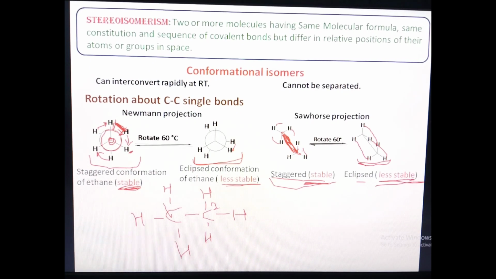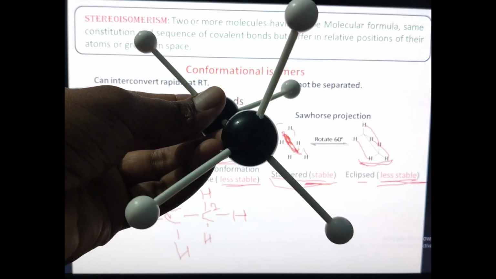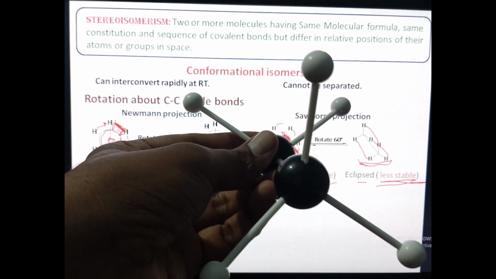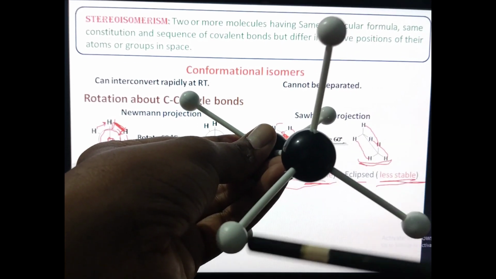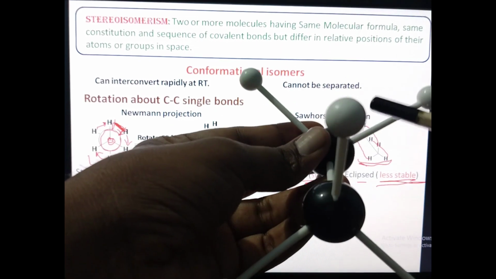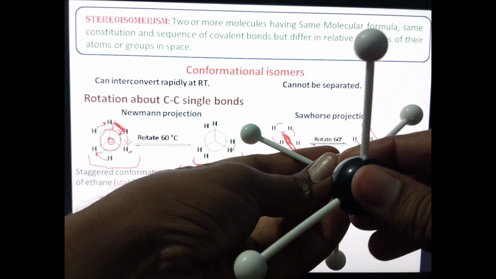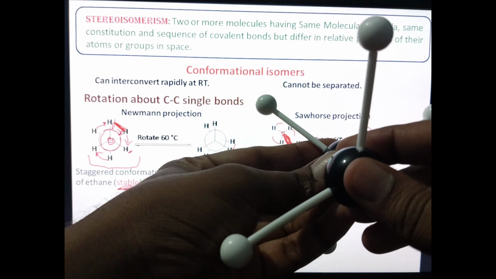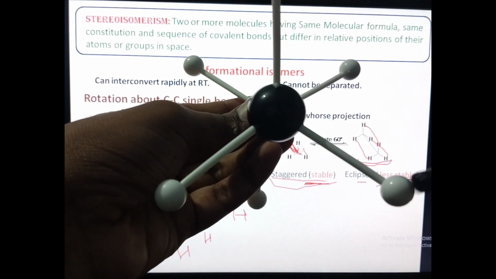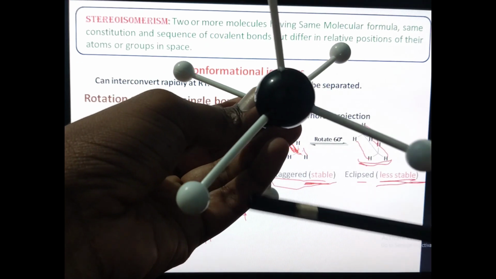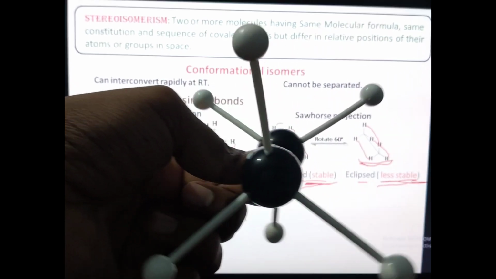understand this by models. See, this is the ethane molecule. This is carbon number 1 attached to three hydrogens, 1, 2, and 3. This is carbon number 2 attached to three hydrogens, 1, 2, 3. Okay. This is called the staggered conformation. See, there is no hydrogen behind this, there is no hydrogen behind this, and there is no hydrogen behind this. Okay, this is the staggered conformation.